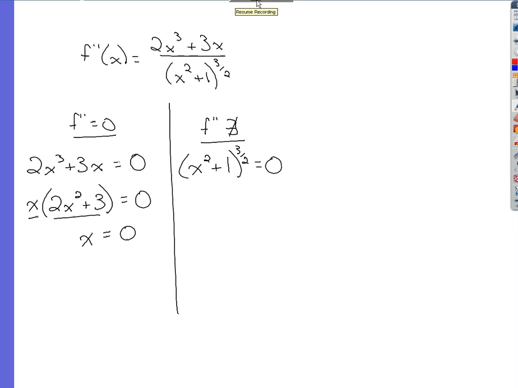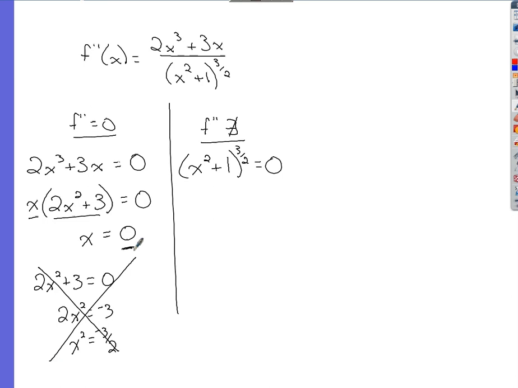Okay, now for the 2x squared plus 3 factor, we set that equal to 0 and we try to solve. You should notice that we're going to have some issues. Right? 2x squared is going to equal -3. X squared is going to equal -3/2. If you try to take the square root of each side, it's not going to happen. So the only solution we actually get from the second derivative being equal to 0 is this 0 value right here.